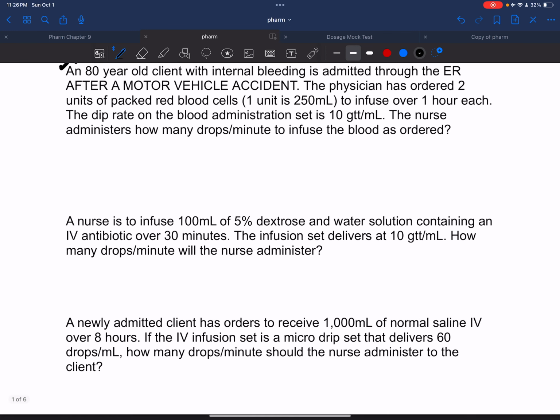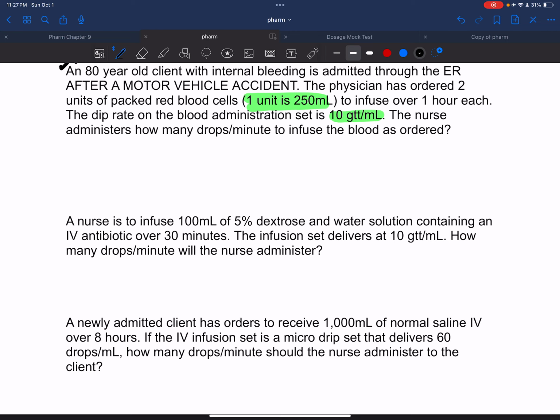An 80-year-old client with internal bleeding is admitted through the ER after a motor vehicle accident. The physician has ordered two units of packed red blood cells. One unit is 250 milliliters, to infuse over 1 hour each. The drip rate on the blood administration set is 10 drops per milliliter. The nurse administered how many drops per minute to infuse the blood as ordered?